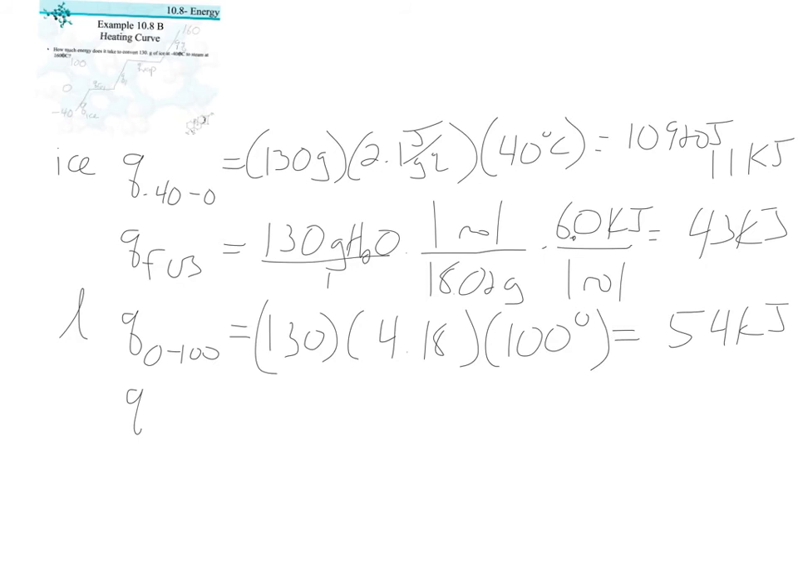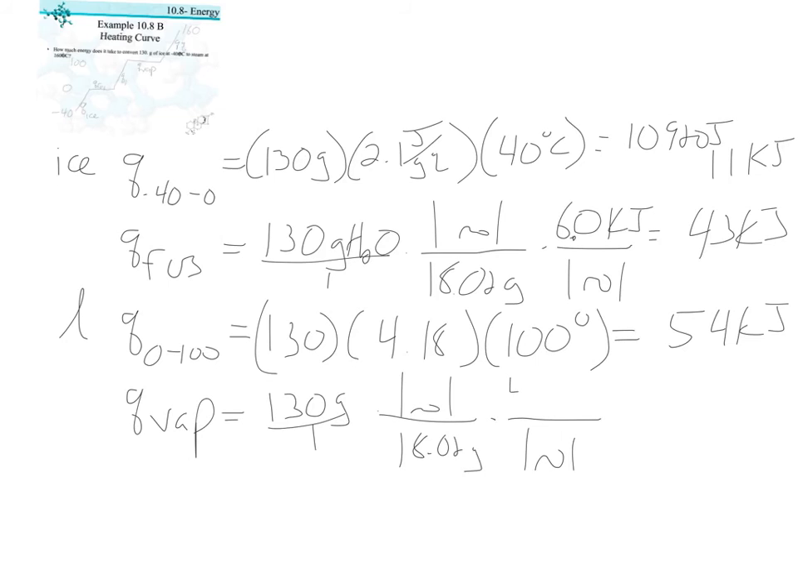And then we have our heat of vaporization. Same, it's in kilojoules per mole. We need to know how many moles we have. 18.02 grams of water for 1 mole. The heat of vaporization, 43.9 kilojoules per mole. That is huge. Gives us 317 kilojoules.